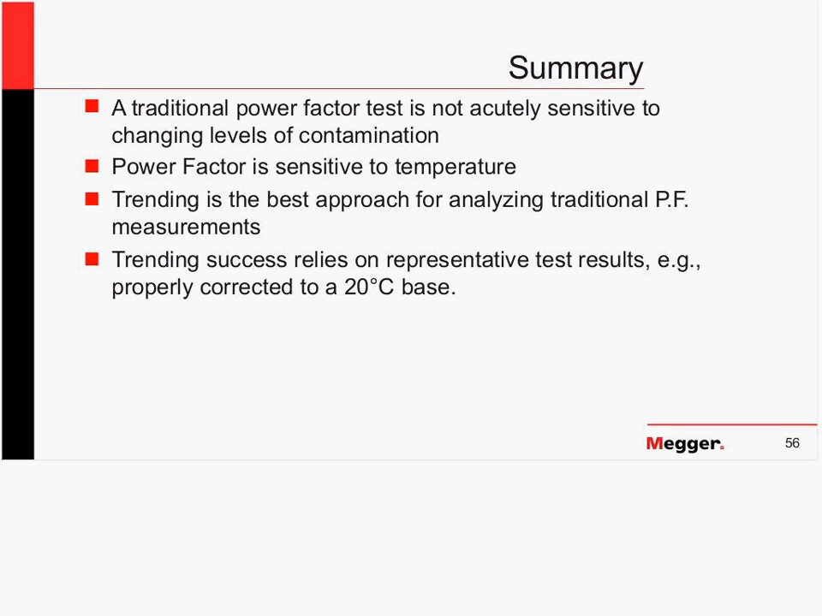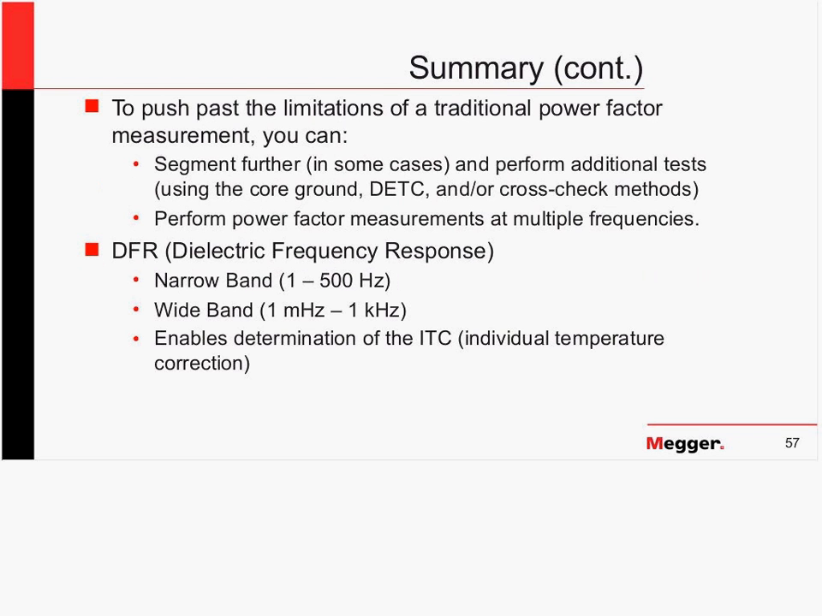There's many variables that can influence your test results. You just need to make sure it's a representative value because you're going to be interested in small changes. It could be telling you something significant. So to do that, you need to properly correct for, one, temperature influences. To push past some of the limitations of a traditional power factor measurement, you can segment further and perform additional tests. But on a routine basis, my recommendation would be to do, with your power factor instrument, these narrowband DFR measurements if the instrument can afford that.